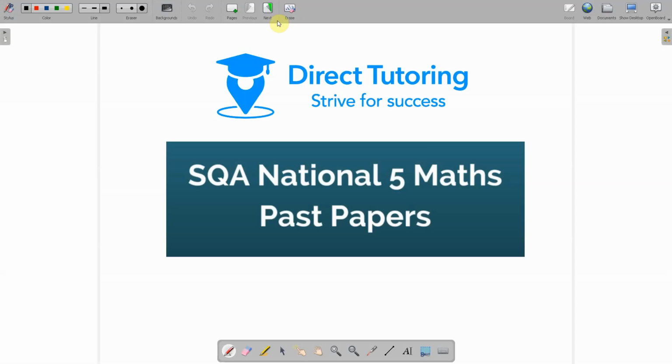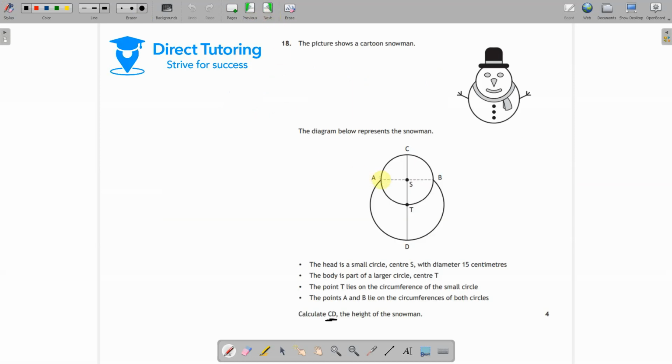This is the 8th and final video of the 2019 calculator paper breakdown. This video will cover questions 18 and 19. Question 18 gives us a diagram of a snowman which is made up of two circles, a smaller circle and a larger circle.